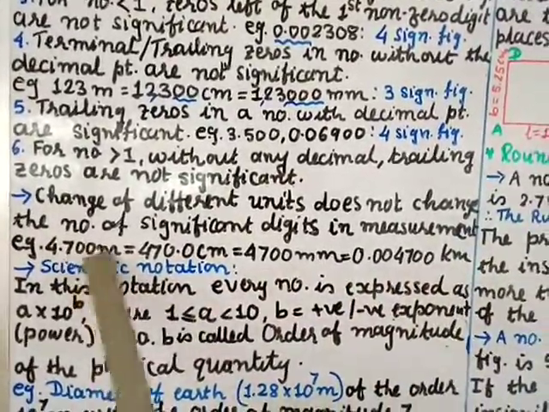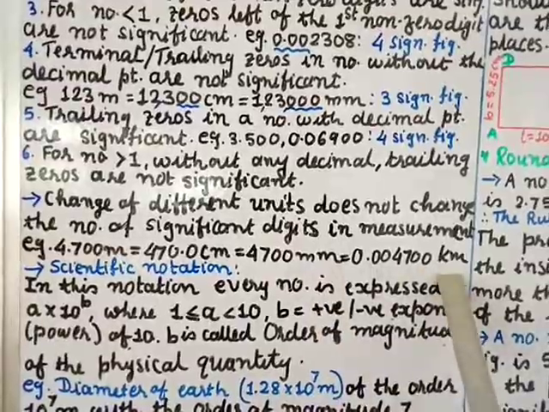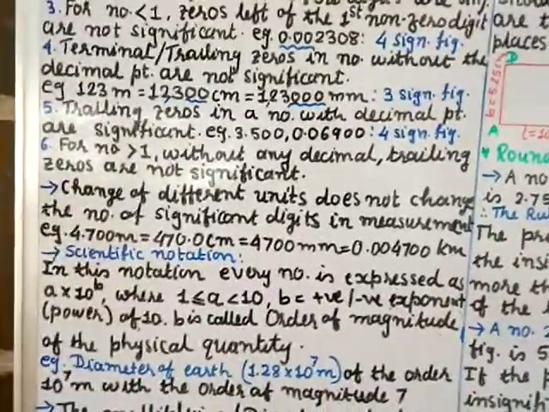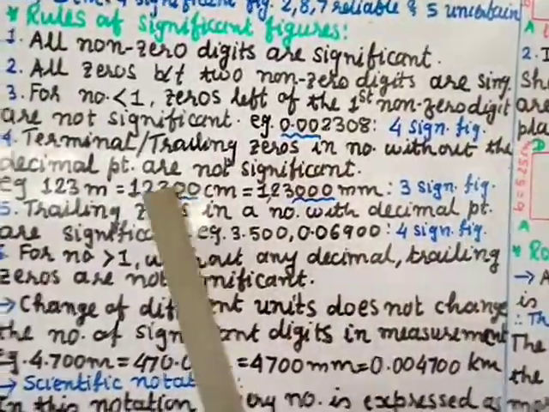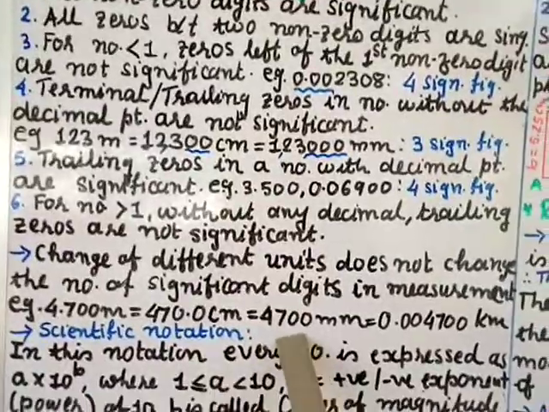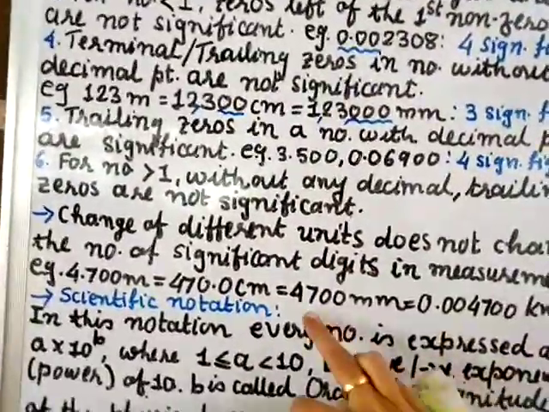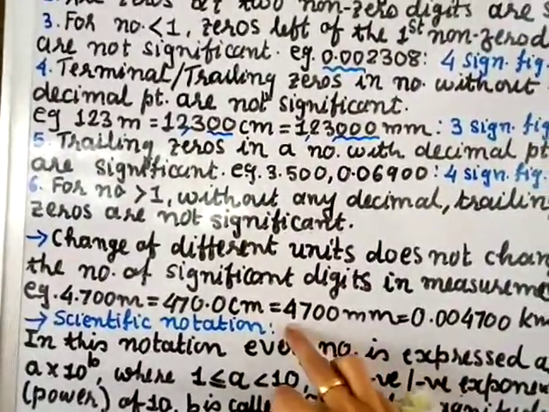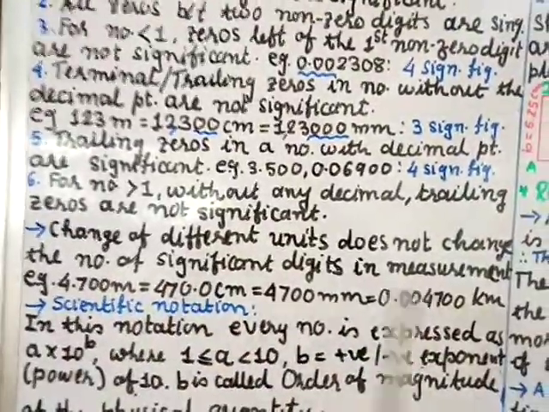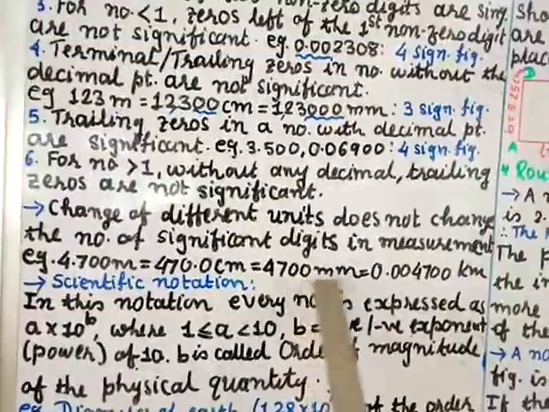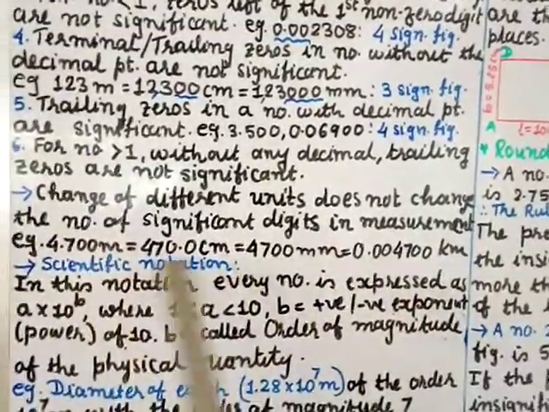So if you change meter to centimeter to millimeter to kilometer, significant figures will not change. But in this, if you consider the trailing zeros without the decimal as not significant, then if you cancel these two zeros, the significant figures for this will be only 2, which is not true, right? Because they should have 4. I am only changing the unit. So in cases like these, we use scientific notation.